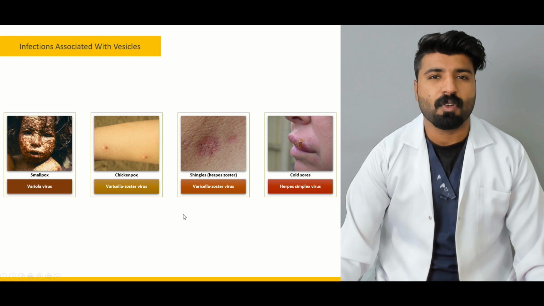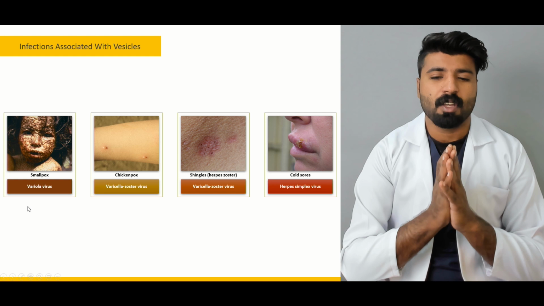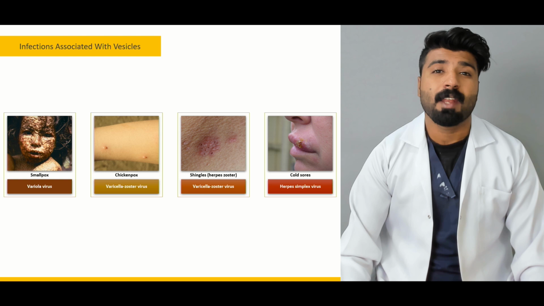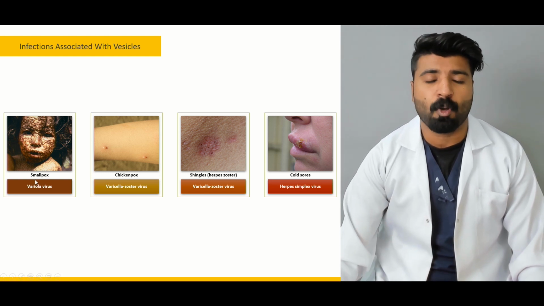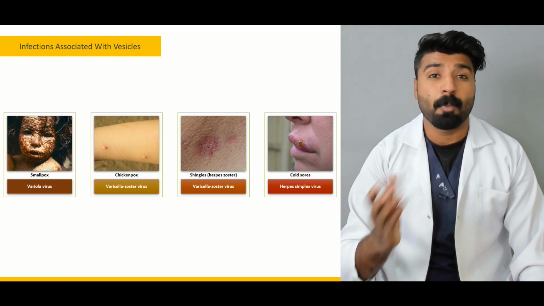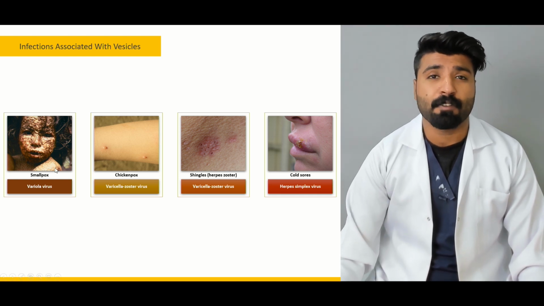Next, we have shingles or herpes zoster, which is caused by varicella zoster virus. Now, this has the same pathology as chickenpox. It is also caused by the same organism. But what's interesting is that shingles occur after chickenpox. It happens in those cases in which the person who suffered from chickenpox got better. There was no abnormality. He was totally fine. He recovered from chickenpox.